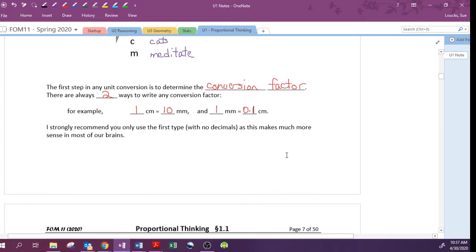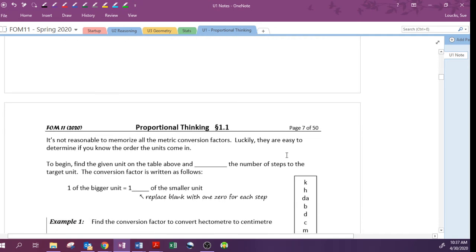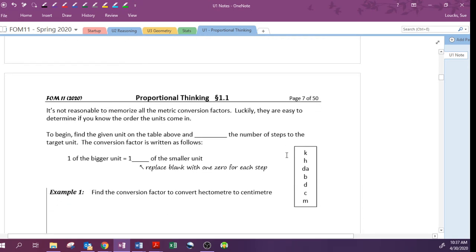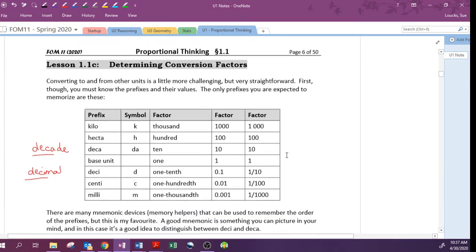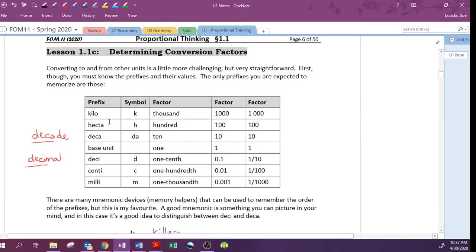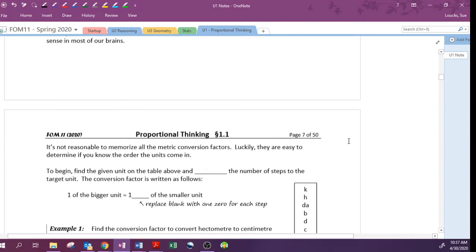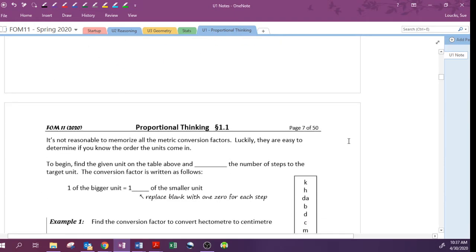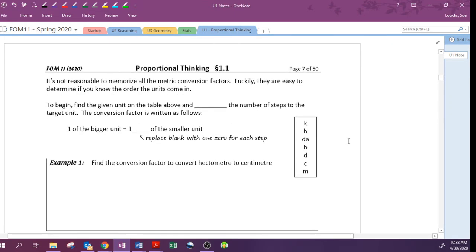It's not reasonable to ask you to memorize all the conversion factors. If you go back up to the table, I'm not going to ask you to memorize what the conversion factor is from kilo to deci and from hecto to deci and hecto to centi. That would be silly. But there's easy ways to figure it out on the fly if you know the order the units come in, which is why we have our dancing killer hedgehogs, or killer hedgehogs dancing. I should keep it that way.